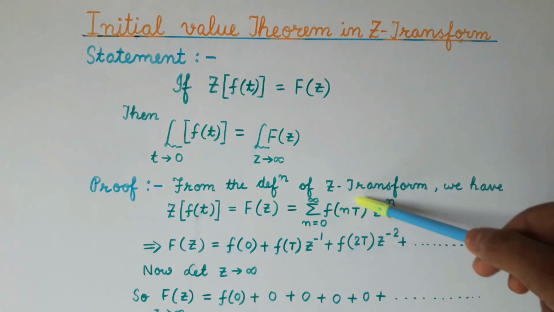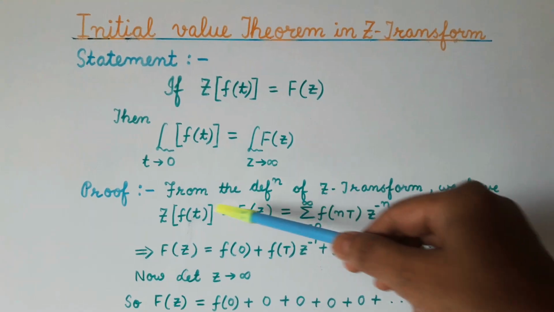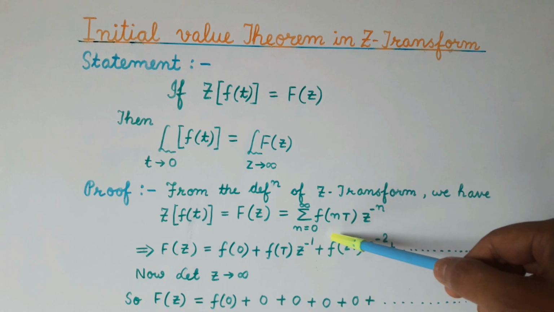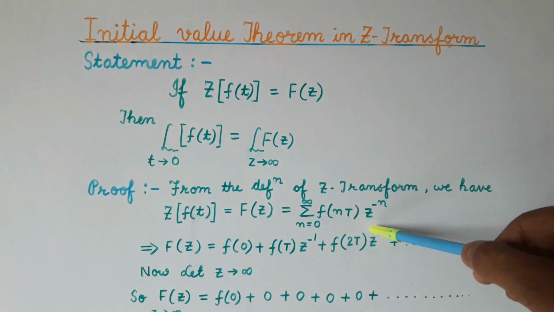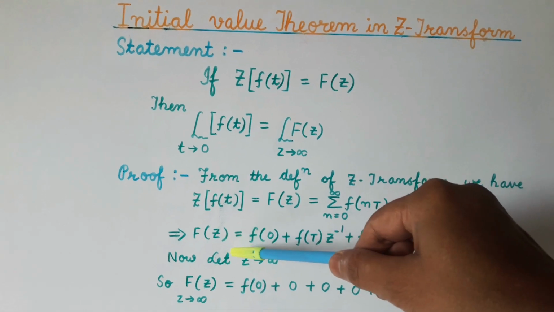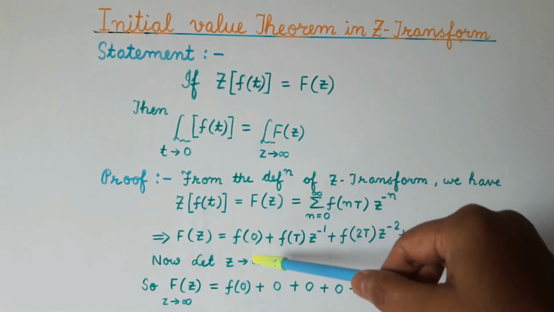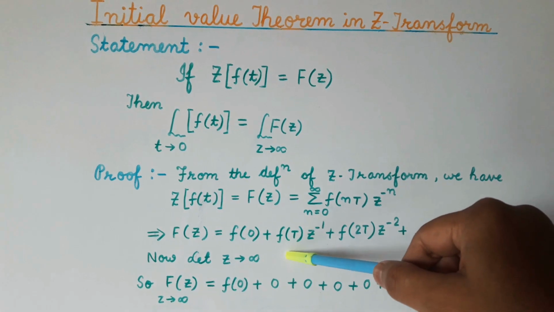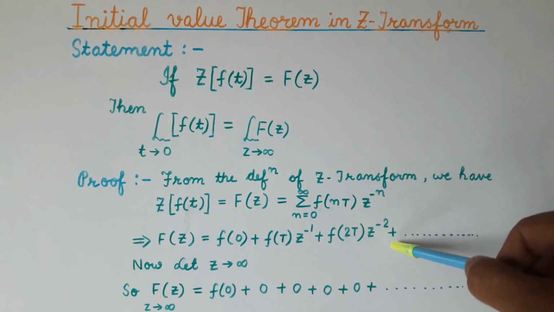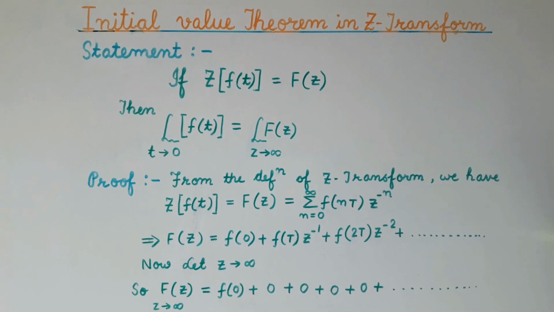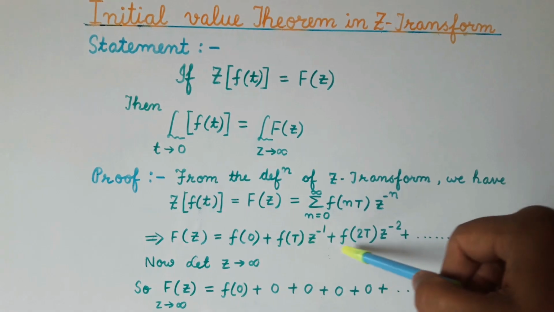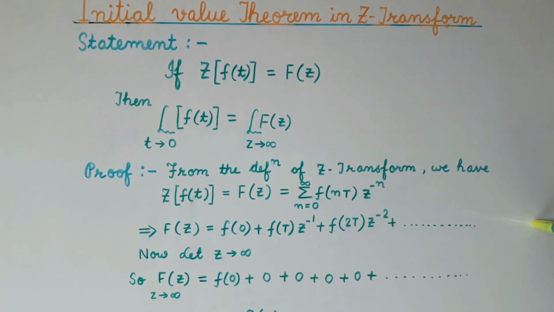From the definition of Z transform, we know that the Z transform of f(t) is equal to F(z), which is equal to the summation n equal to 0 to infinity of f(nT) z to the power minus n. This implies that the value of F(z), that is the Z transform of f(t), will be equal to f(0) plus f(T) z to the power minus 1 plus f(2T) z to the power minus 2 and so on, for n equal to 0, n equal to 1, n equal to 2 and so on.